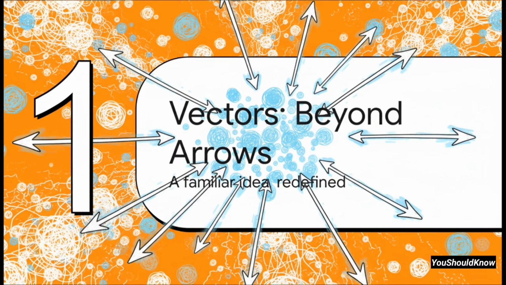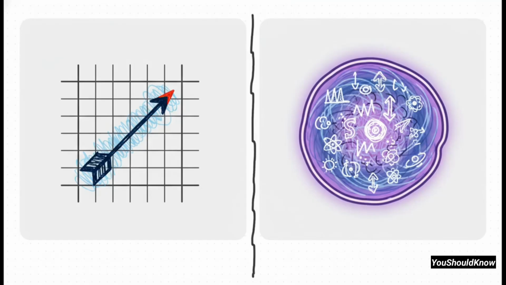All right, first up, vectors. Now, when you hear vector, you probably think of a simple arrow, right? Pointing from A to B. But in the quantum world, oh, they are so much more than that. Something way more profound. So over on the left, that's your classic vector. Just an arrow defined by its length and direction. Pretty straightforward. But look at the quantum vector on the right.